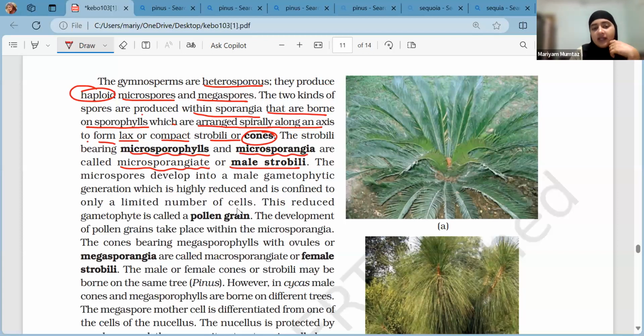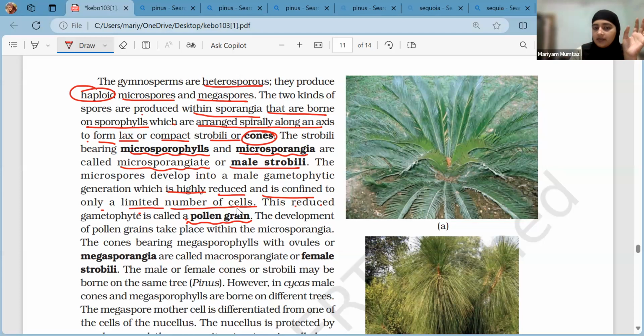The microspore develops into a male gametophytic generation, which is highly reduced and is confined to only a limited number of cells. This reduced gametophyte is now called a pollen grain. Their gametophyte is so reduced that it becomes a pollen grain. It is not evident, just like how gametophytes were a dominant phase in the body of bryophytes and pteridophytes, isn't it? Like it was a phase in their life. But here the gametophytes have been reduced.